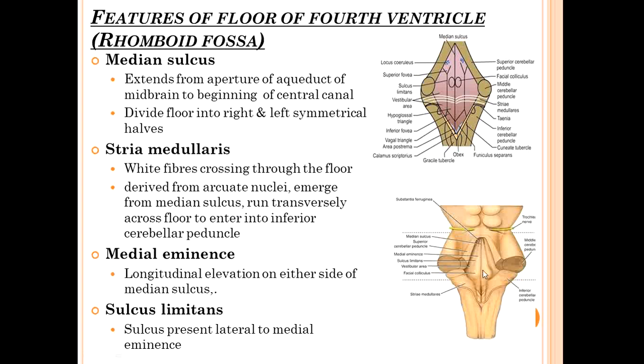Then the medial eminence. In the midline there is the median sulcus. On either side of the median sulcus you can see an eminence, known as the medial eminence. These are longitudinal elevations on either side of the median sulcus. Then what is the sulcus limitans? Lateral to the medial eminence there is a sulcus, known as the sulcus limitans. So remember three things: in the midline there is the median sulcus; on either side of it are two elevations, the medial eminences; and on the lateral side of the medial eminence there is the sulcus limitans.